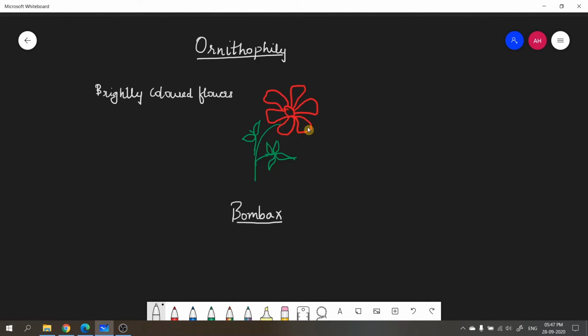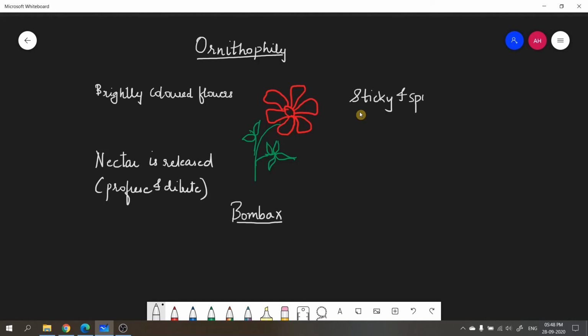Okay. The second important point is nectar is released. Such plants produce nectar, and the nectar that is released is profuse and dilute. So the quantity of the nectar that is produced is in excess. Okay, coming to the third point, talking about the pollen grains now. Pollen grains are usually sticky and spiny. So I'm going to write that here, sticky and spiny pollen grains.